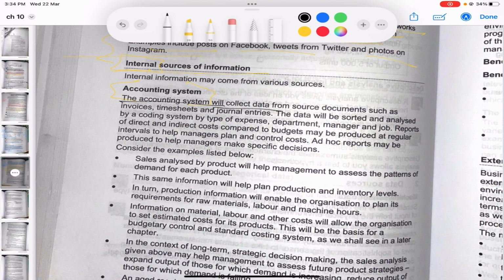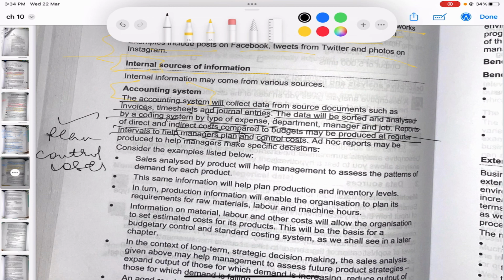The accounting system will collect data from source documents such as invoices, timesheets, and journal entries. You know that you prepare the financial statements of a business. You know that you make the balance sheet, the statement of financial position, the statement of profit and loss. So you can collect data from that, right? You obviously can. The data will be sorted and analyzed by a coding system by type of expense, department, manager, and job. Reports of direct and indirect costs compared to budgets may be produced at regular intervals. By doing that, you can help the managers to plan and you can help them to control costs.